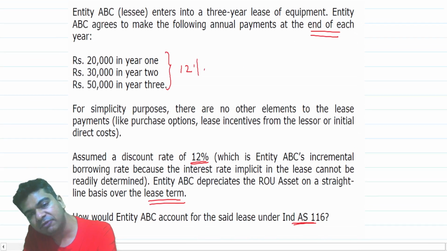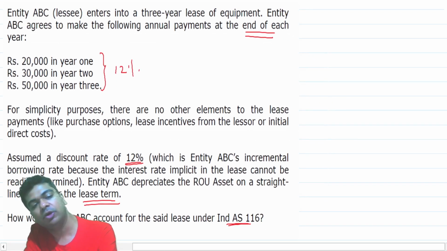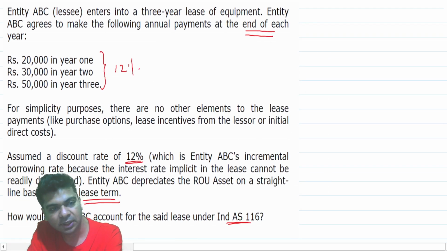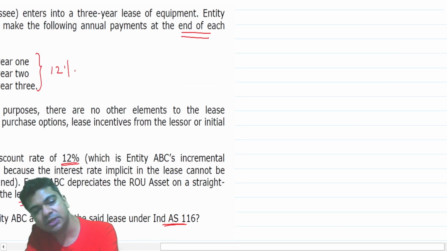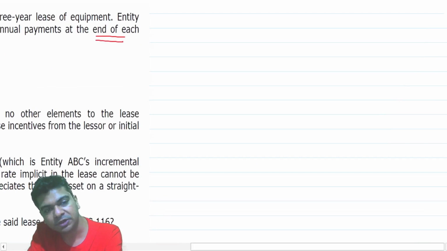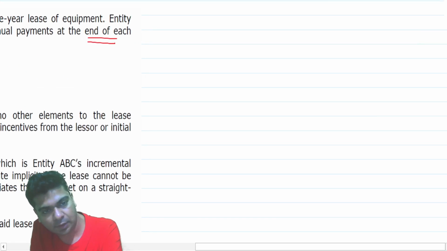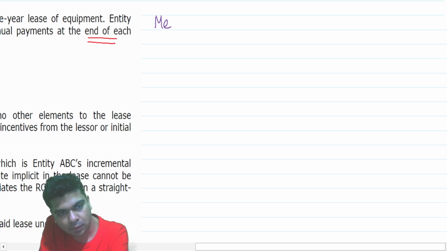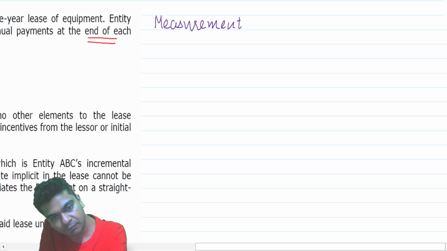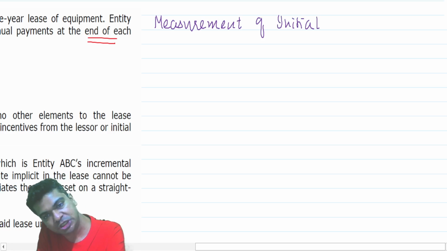So the first thing that we really do is we carry out the measurement of the initial lease liability. 20,000, 30,000 and 50,000, that is what is to be discounted. So we say measurement of initial lease liability.